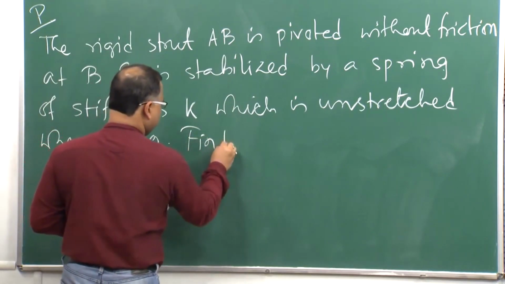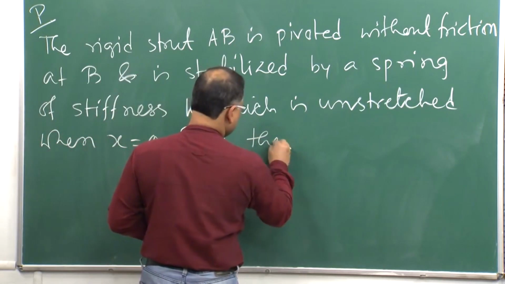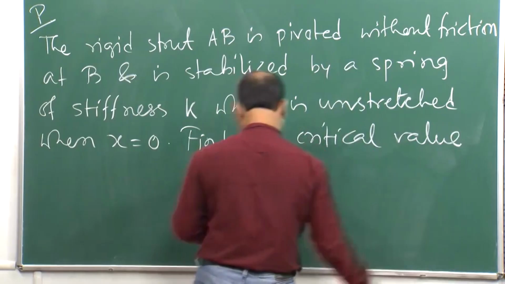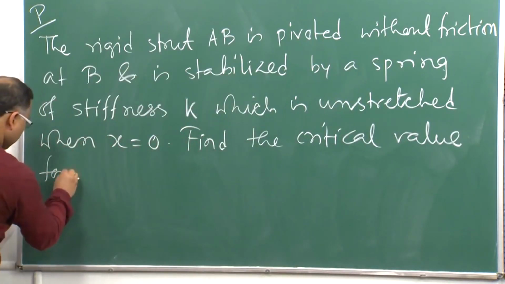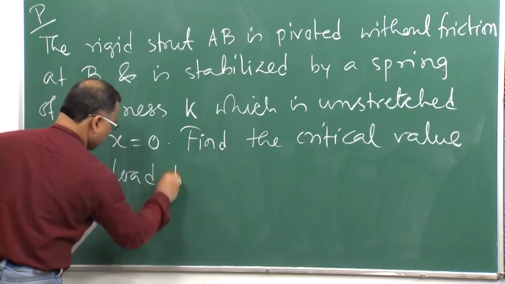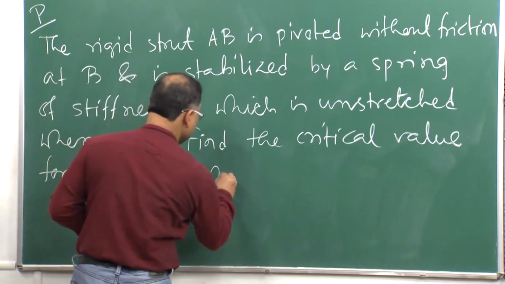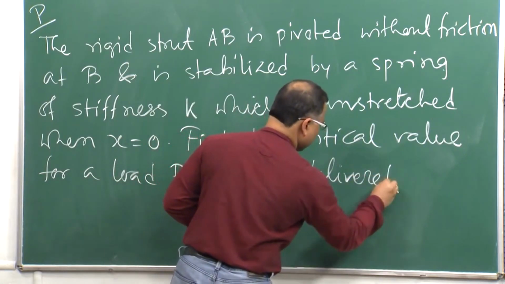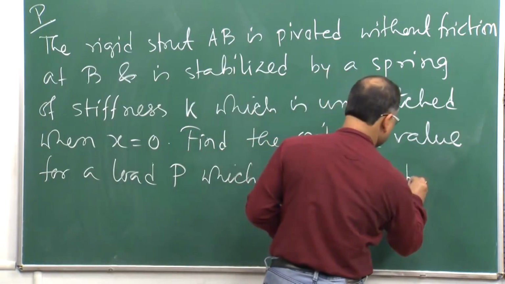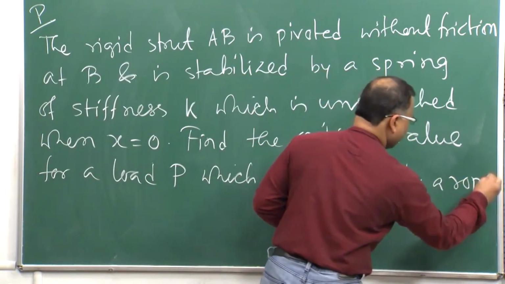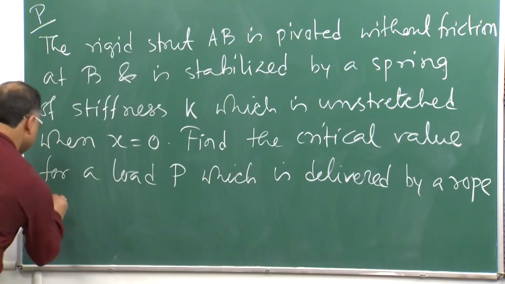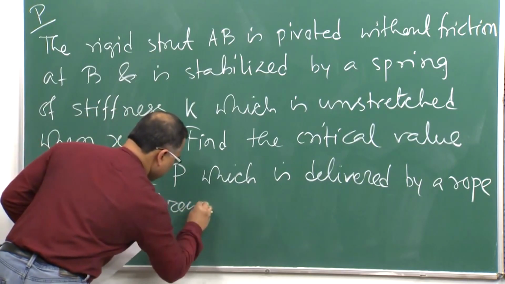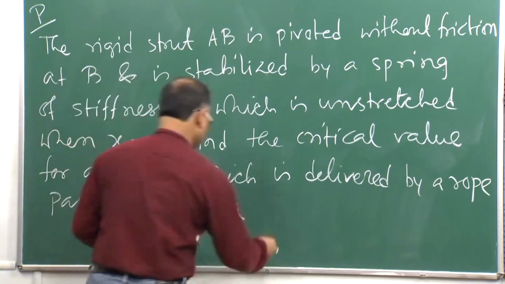Find the critical value for a load P which is delivered by a rope. I will show the figure, it will be clear, passing through a guide O.